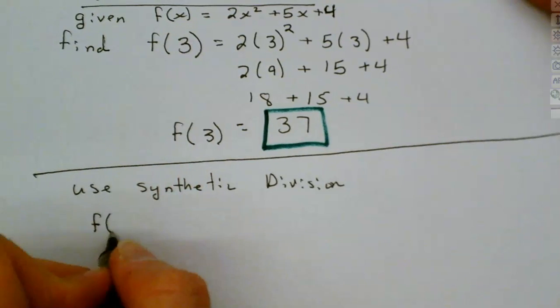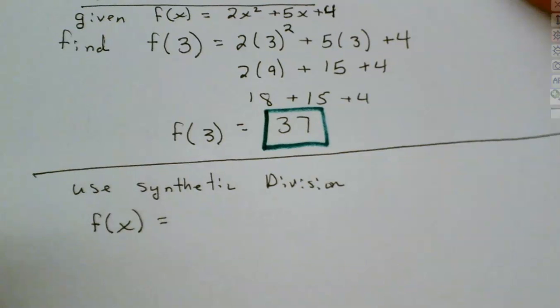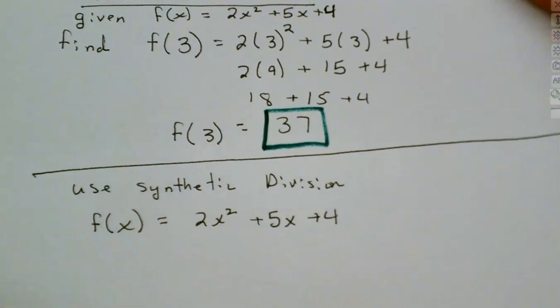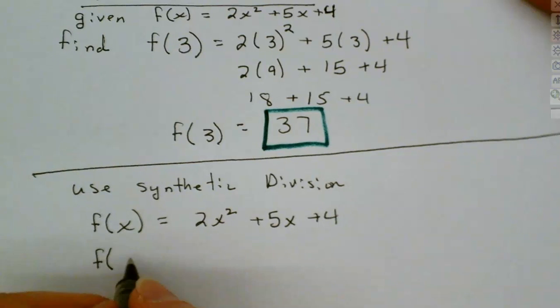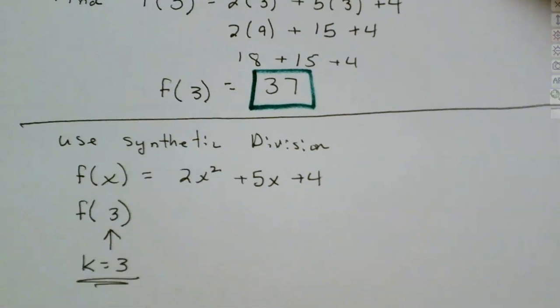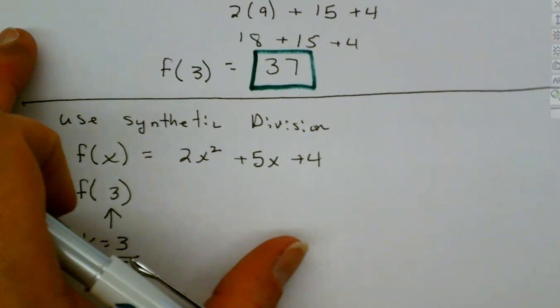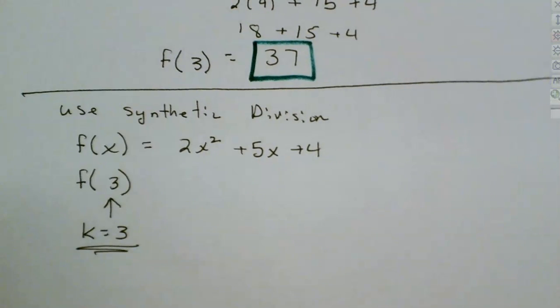And you've got the same polynomial. f of x equals 2x squared plus 5x plus 4. And I want you to find the same f of 3. And that's actually now going to be called your k. So whenever you see a k, that's the number you're going to be plugging in. Now, we know the answer should be 37 because we just did it a moment ago, right? Synthetic division is going to be quite a bit easier.